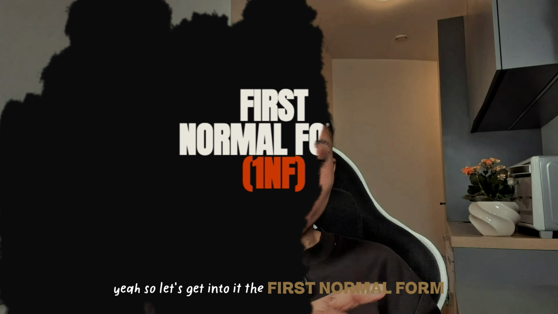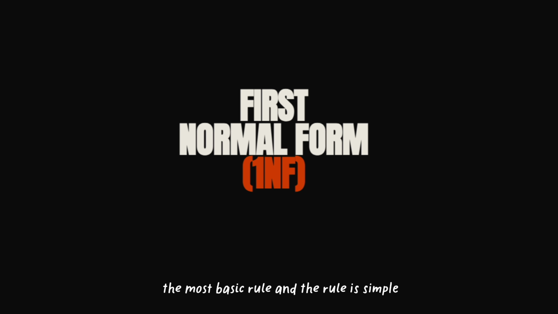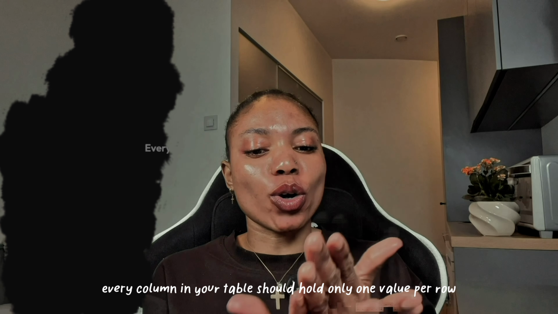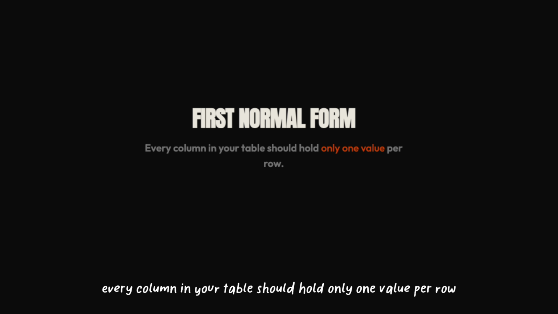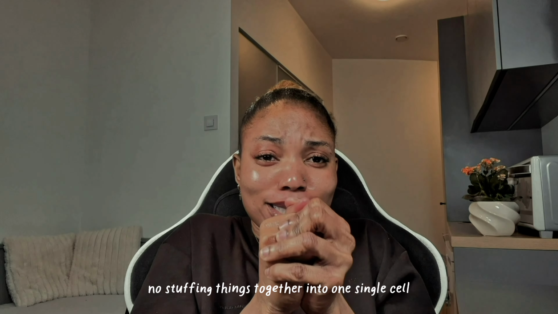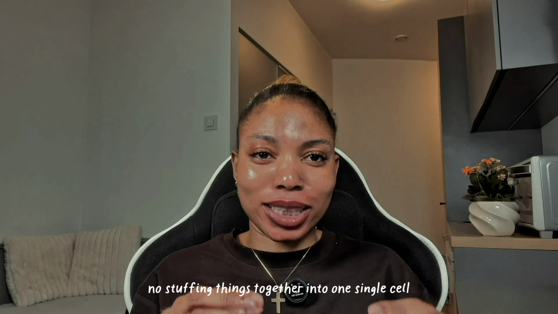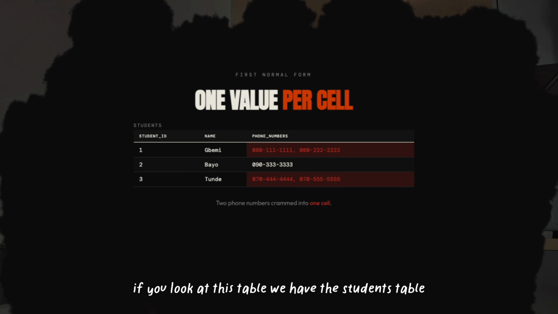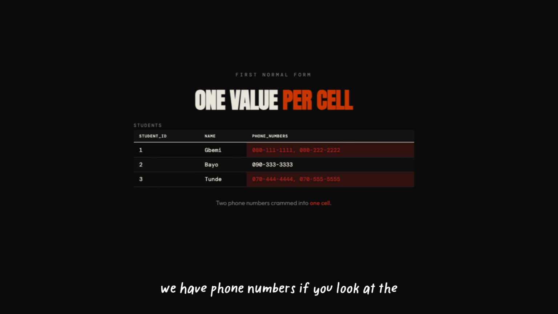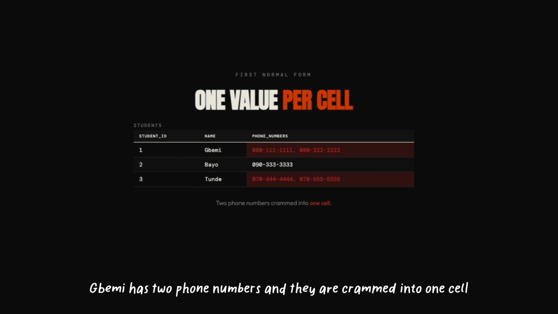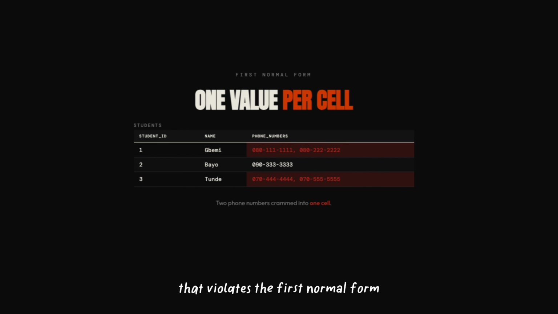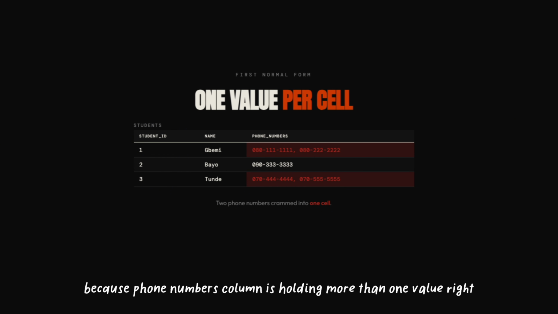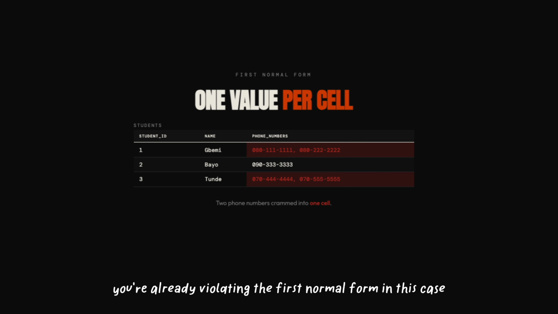The first normal form. This is like the foundation, the most basic rule. And the rule is simple. Every column in your table should hold only one value per row. That's it. No lists, no comma separated values, no stuffing things together into one single cell. If you look at this table, we have the student table, we have student ID, name, and phone numbers. If you look at the first row, Bemi has 2 phone numbers and they are crammed into one cell. That violates the first normal form. Because the phone numbers column is holding more than one value, right? You're already violating the first normal form in this case.